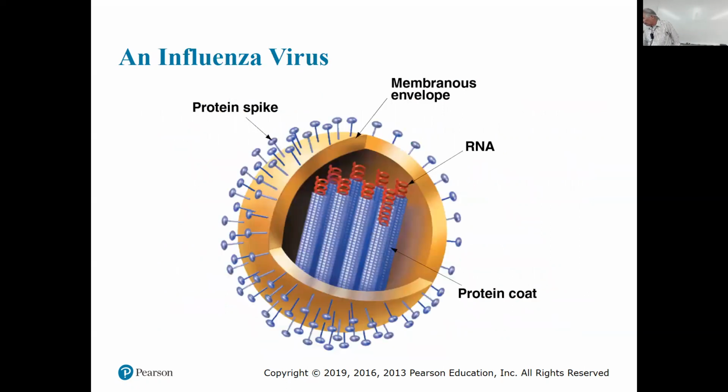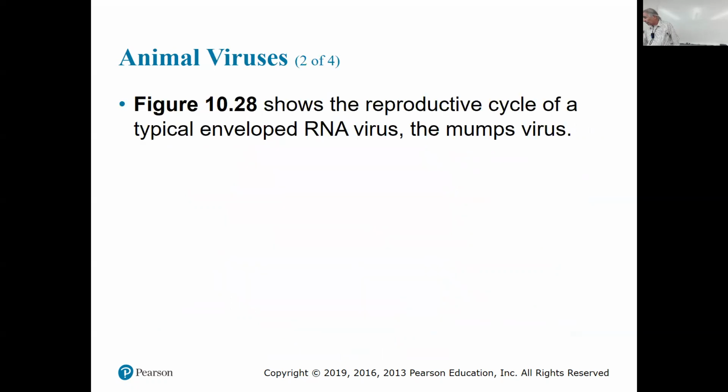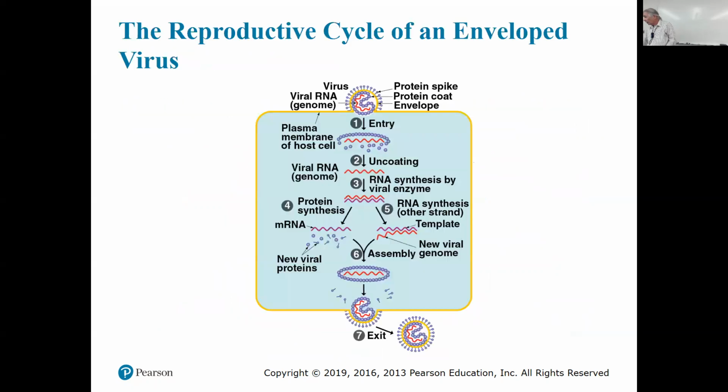There's the influenza virus. It has a membranous envelope plus the glycoprotein and the RNA. Here's the reproductive cycle of an enveloped virus, a mumps virus: entry, uncoating, virus. Okay, here's the thing.